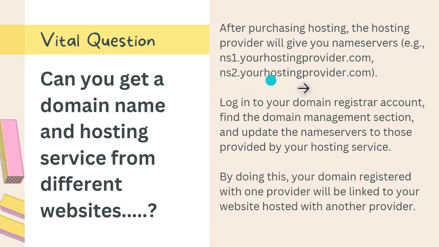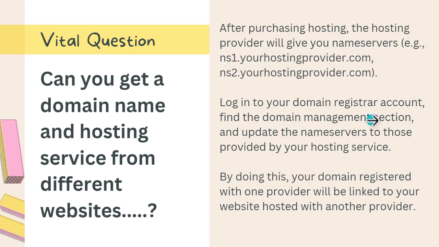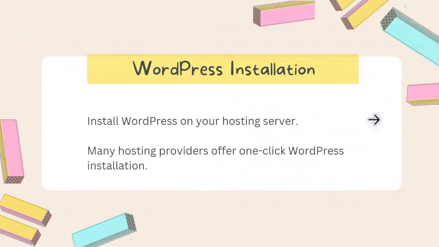You go to your domain management section, and in your domain management section, you're going to update the name servers to the ones you got from Hostinger. By doing this, your domain registered with one provider will be linked to your website hosted with another provider. So it's as easy as that. You can get a domain name and hosting service from different providers. And after you've considered the whole hosting and domain name, the next thing you do is WordPress installation.